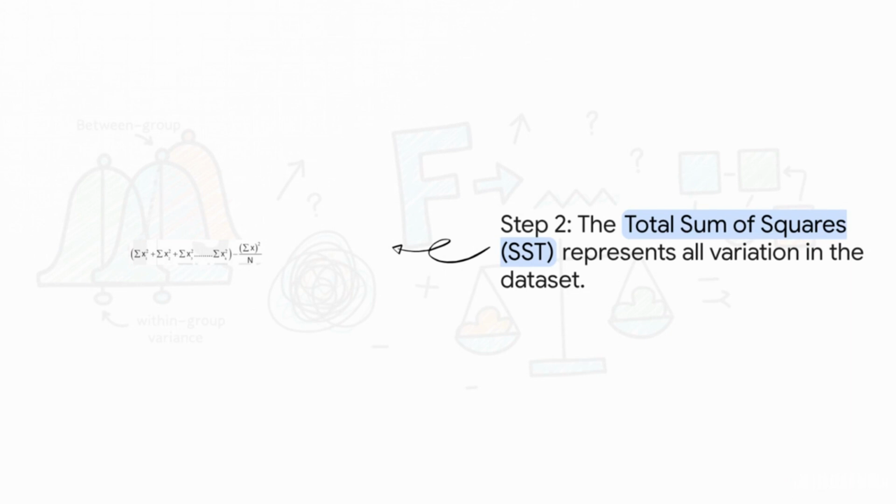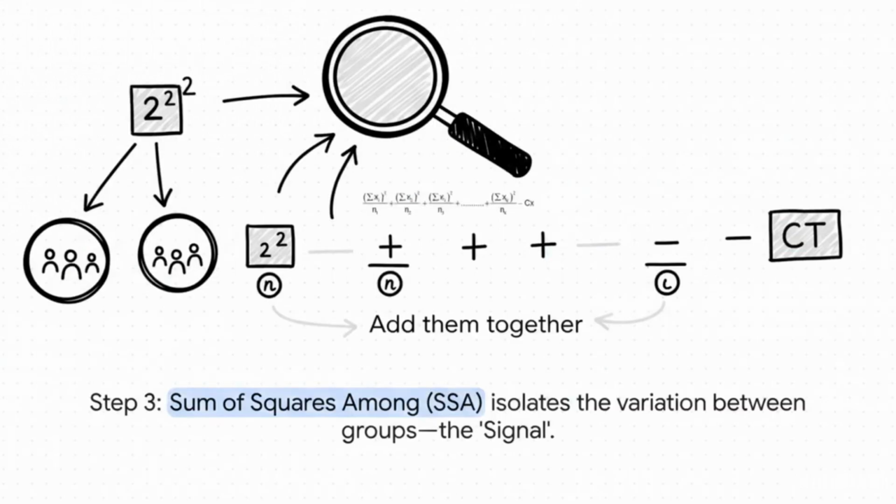To get it, you square every single individual score, add all those squares up, and then subtract that correction term we just found. All right, now for the interesting part. We're going to isolate our signal. This is the sum of squares among groups, or SSA. For this, you take the total for each group, square it, and divide by how many are in that group. You do that for all your groups, add those results together, and then, once again, subtract the correction term.